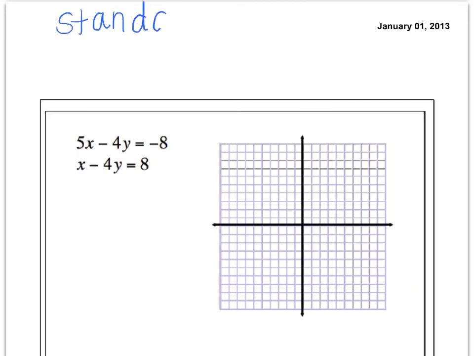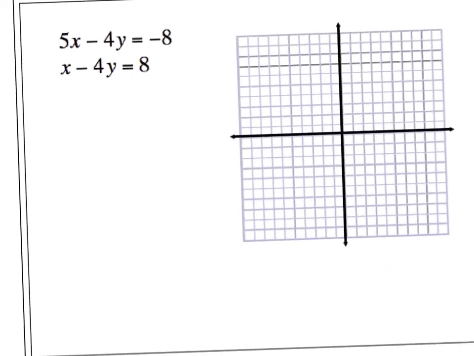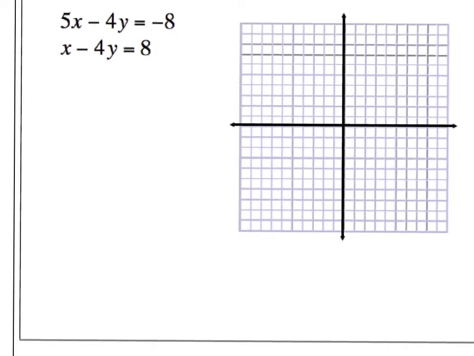Standard? No. We need to get them into y equals mx plus b form. So again, you choose which one you want to start with. I'm going to zoom in just a little bit, and I'm going to start with this one here. So I've got 5x minus 4y equaling negative 8.